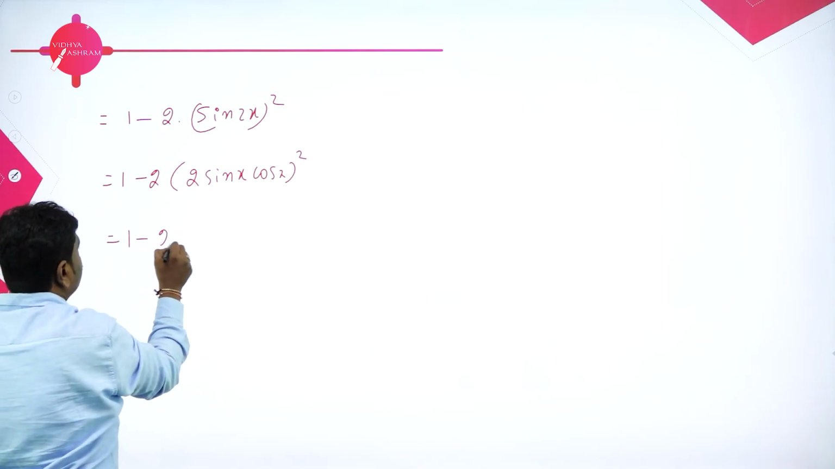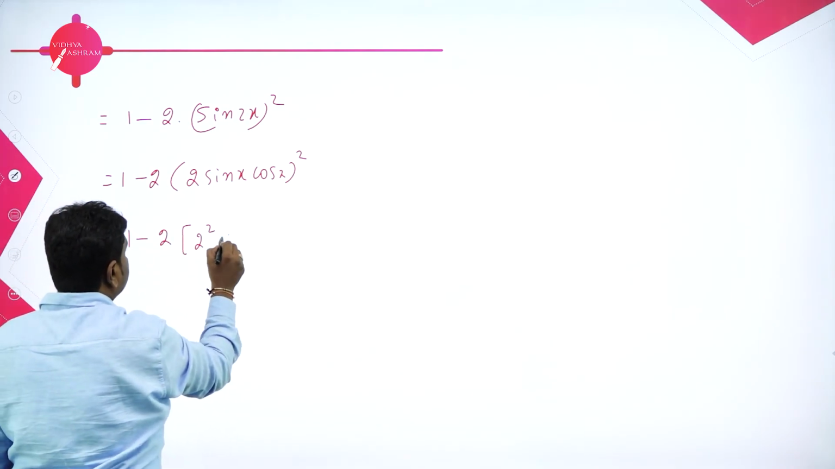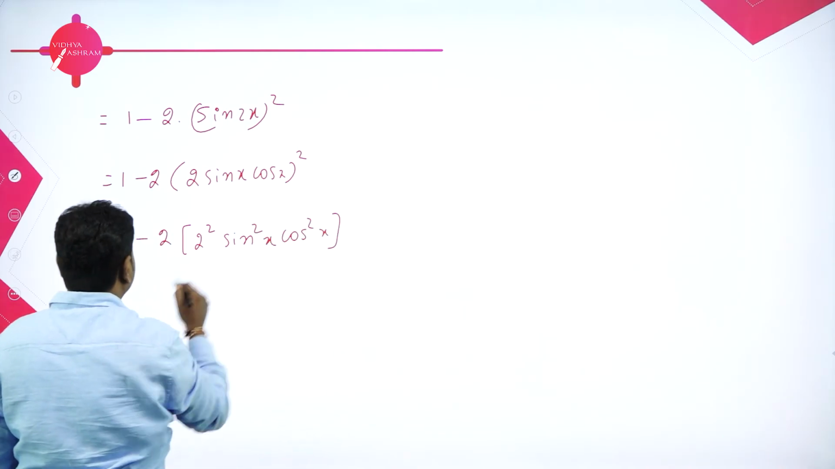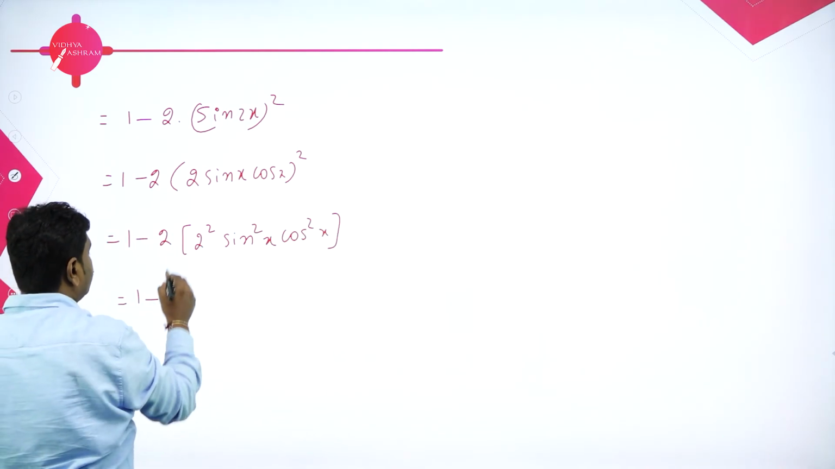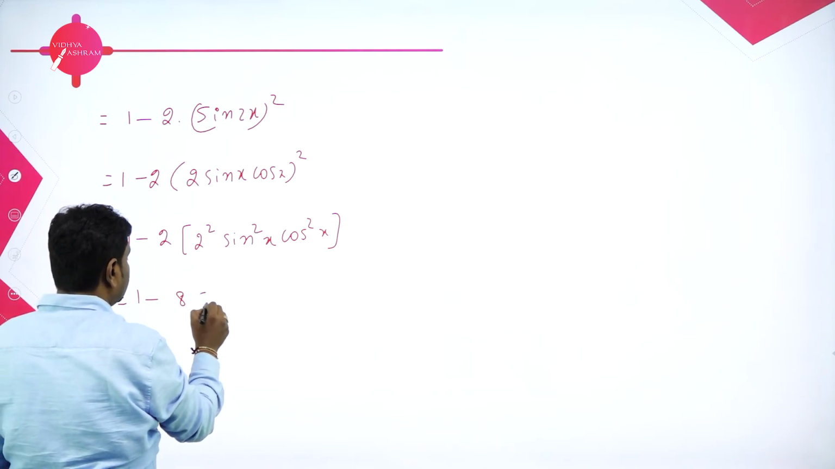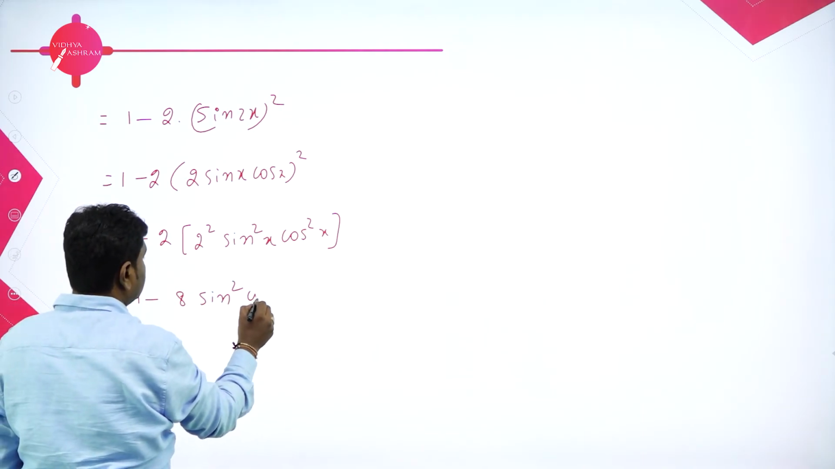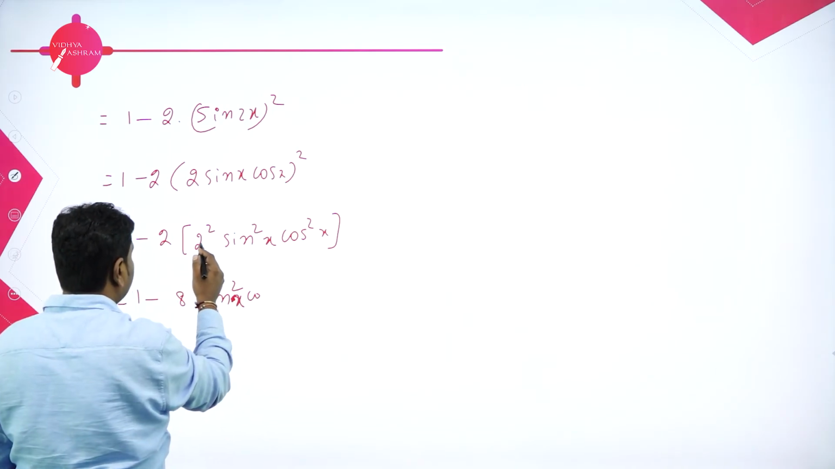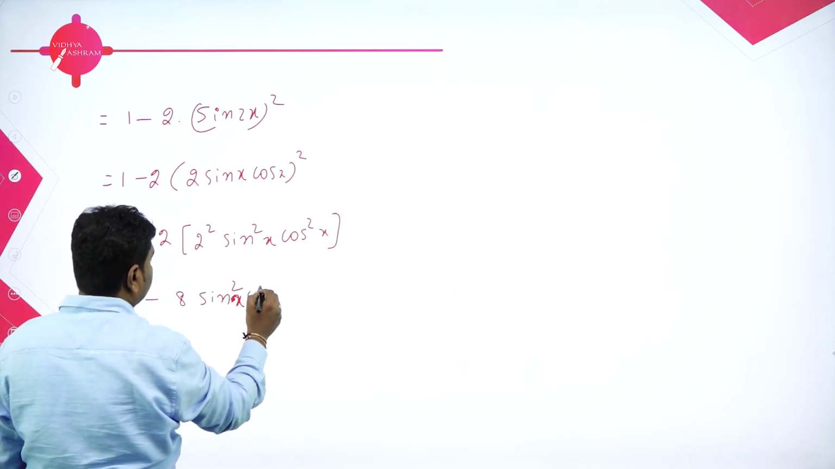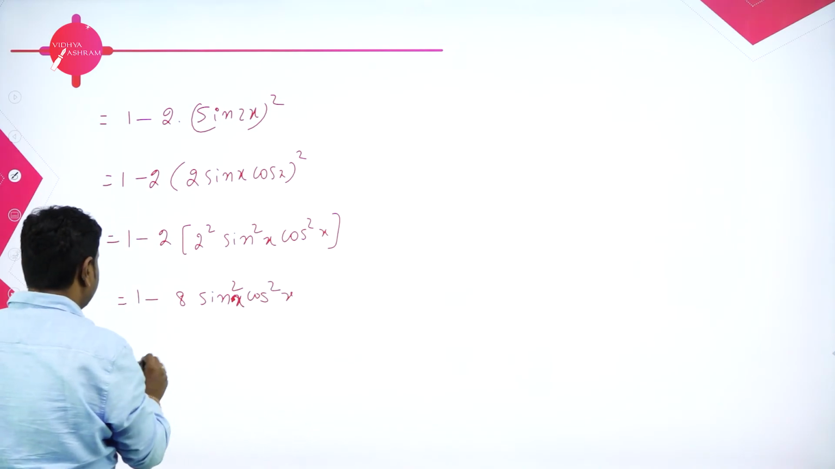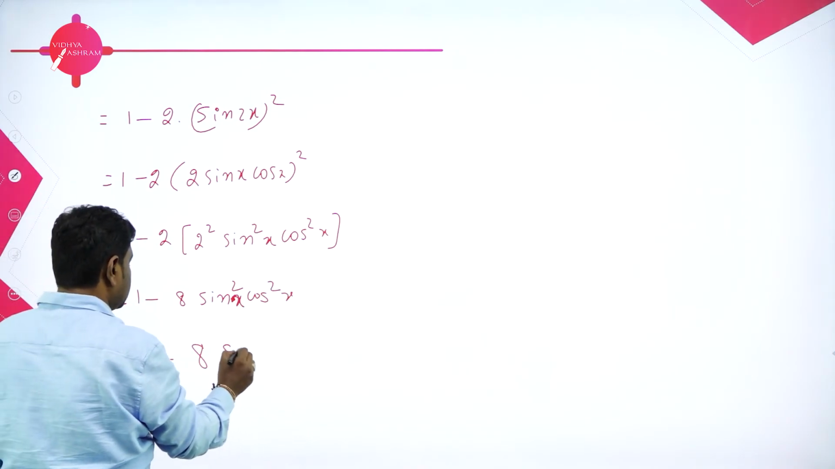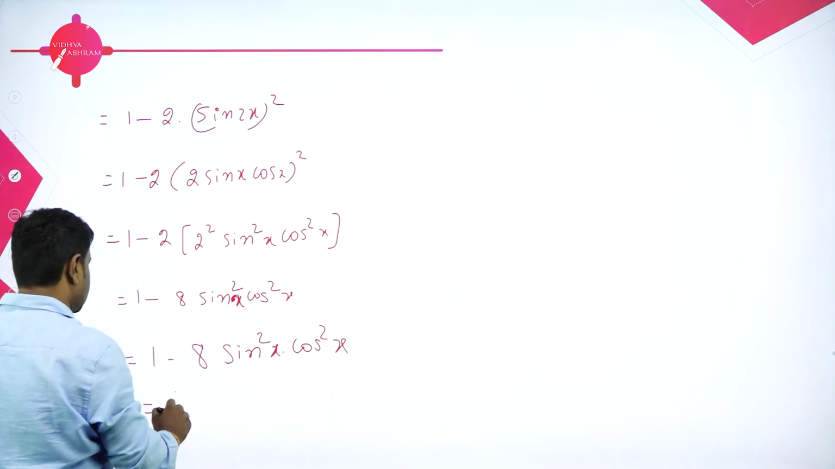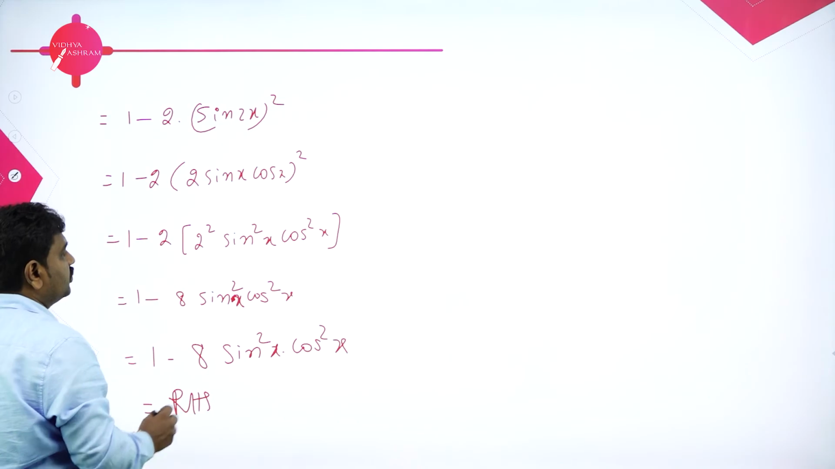Expand it. So 1 minus 2 into 2 square sin square x cos square x. Now 2 square is 4, 4 2s are 8, into sin square x into cos square x. So finally we got 1 minus 8 sin square x cos square x, which is the RHS, hence the proof. This is what they want you to prove.